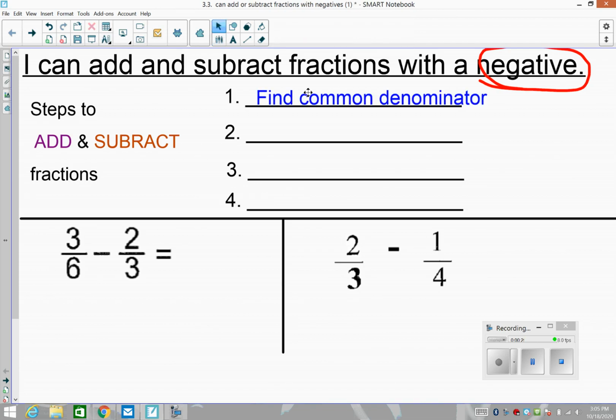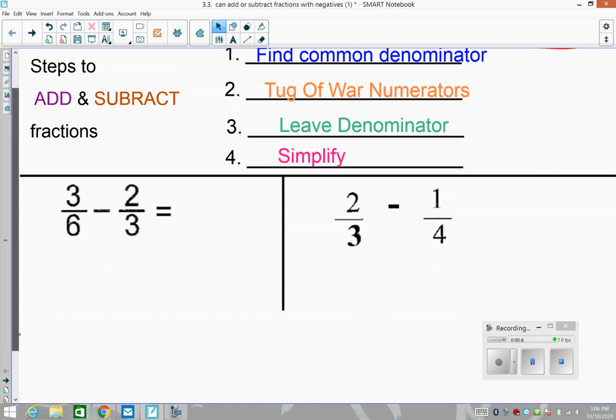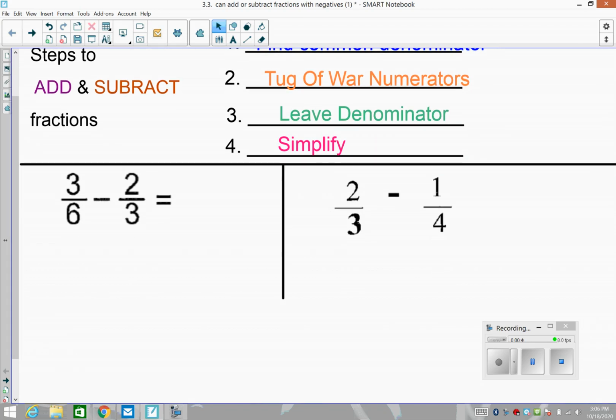First thing you need to do is get a common denominator. Then you can tug of war the numerators. So we're just going to add or subtract the numerators. Leave the denominator because that's your common denominator. And then finally simplify. All right, so let's take a look at some that look kind of familiar to you.